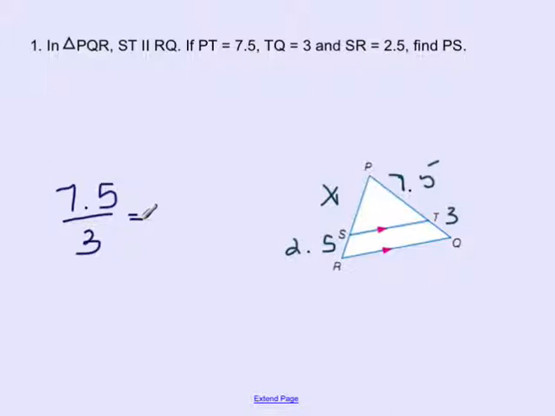Then on the top, I want to have the upper part. Since this is the upper part, I want to have the upper part of the other side. And then on the bottom of that fraction is again the lower part of the same side.